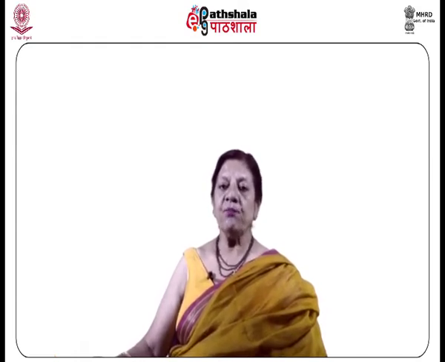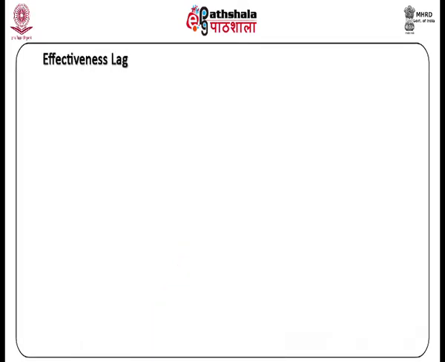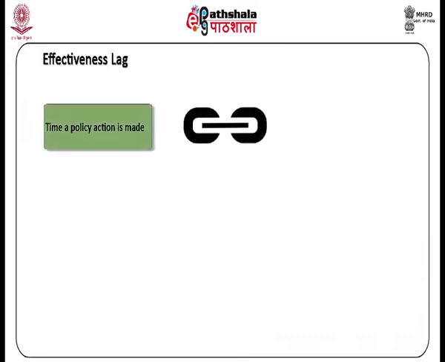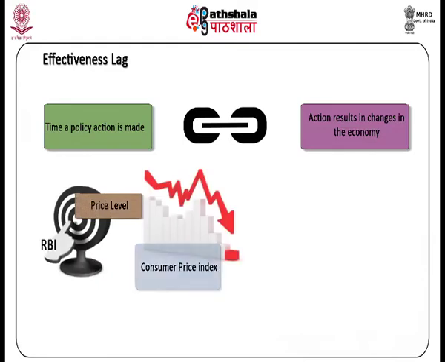Finally, for some policy makers, there may be significant legislative lags in policy actions due to lags in enacting any required legislation. The second type of lag is the effectiveness lag. It is the time between when a policy action is made and when the action results in changes in the economy. For example, if the RBI is trying to target the price level, it might respond to a decline in the consumer price index by increasing the money supply.